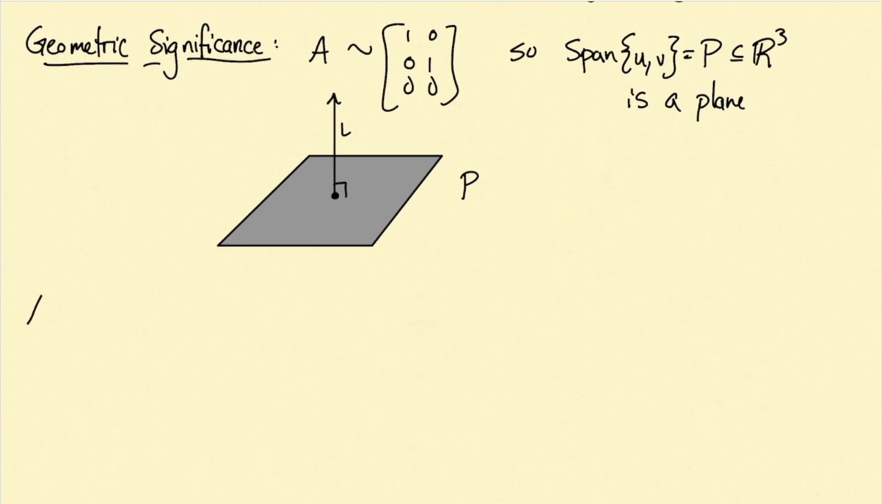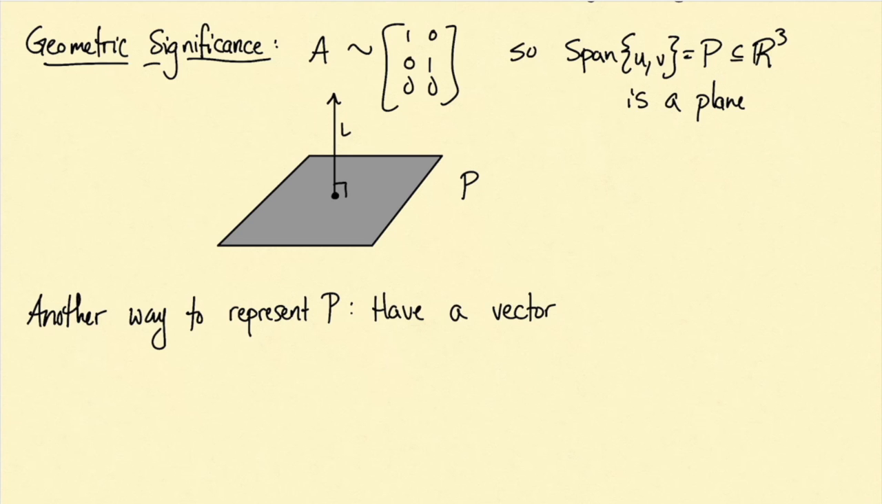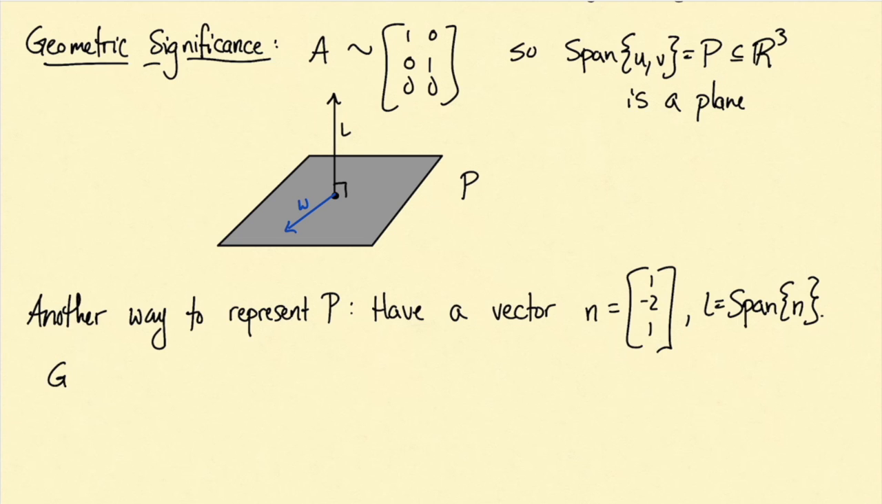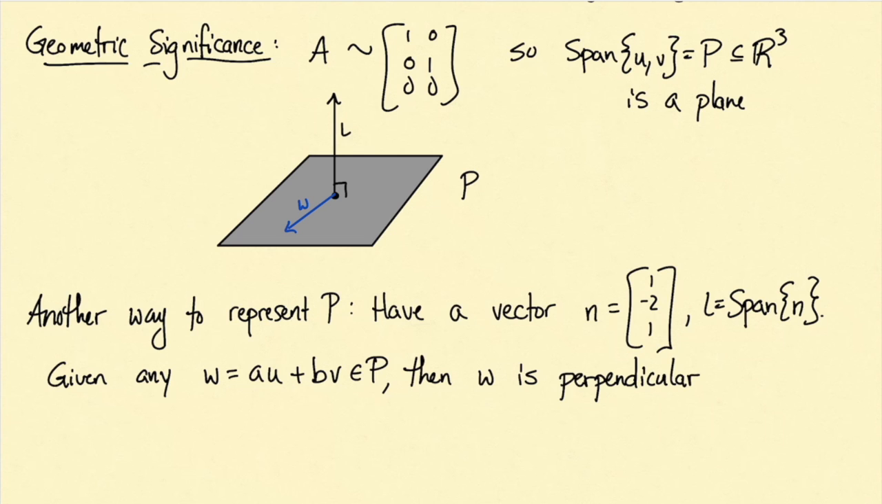And in fact, this actually gives us a really handy way of specifying a plane. So we have a vector, let's call it n, with entries 1, minus 2, and 1. This is a basis vector for L. So if we're given any vector w, which is a linear combination of u and v, which necessarily lies in P, then we can think about w as being a vector that is perpendicular to this vector n.